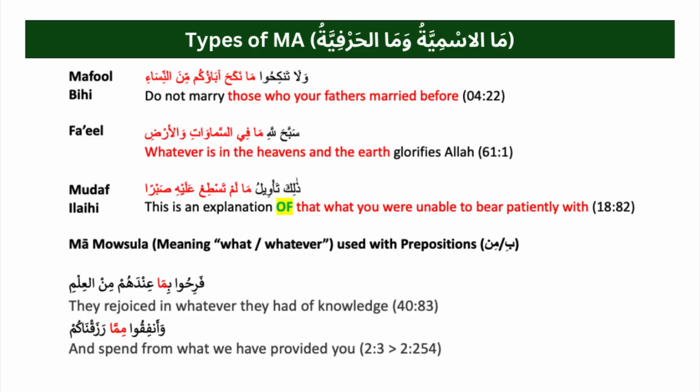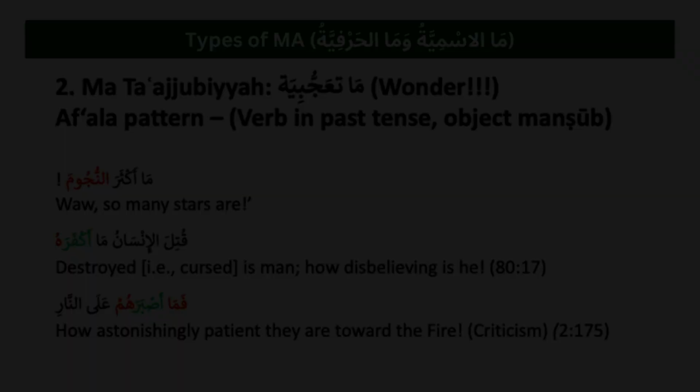So the memory line for this slide is this. Ma is not one thing only. The first and most important type here is ma mausula, the relative what or whatever. And another helpful line is ma mausula may appear in many roles, such as fa'il, maf'ul, mubtada, khabar, and others.